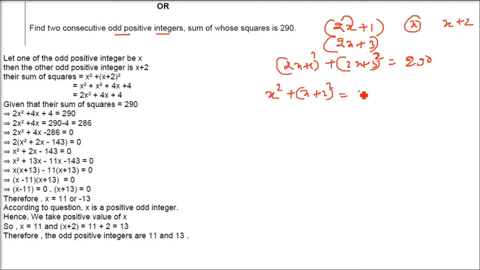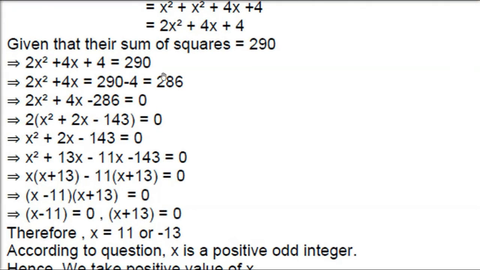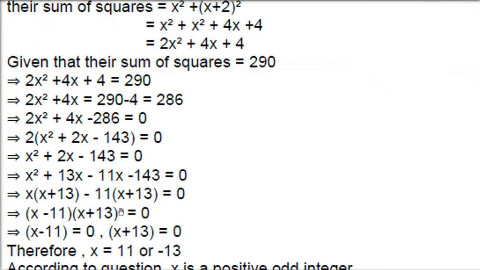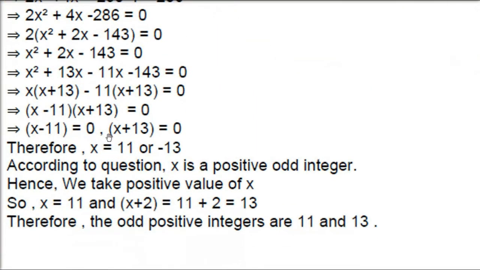So x and x plus 2 are the consecutive. One is x, other one is x plus 2. It cannot be x plus 1, right? It will be even, odd, like this. So x square plus x plus 2 whole square equals 290. And there will be a quadratic equation. I hope you will be able to solve this.